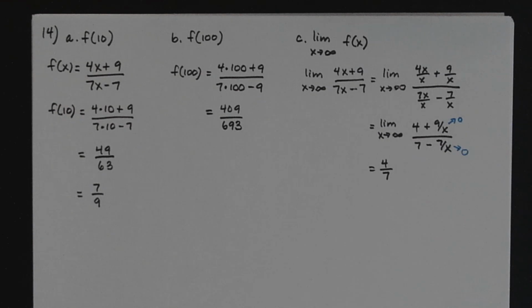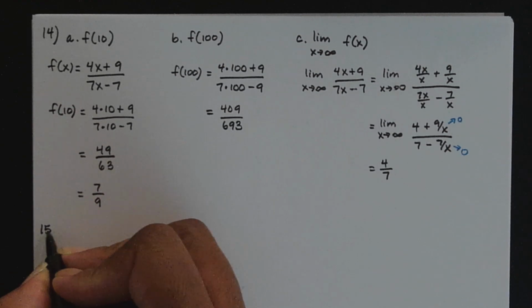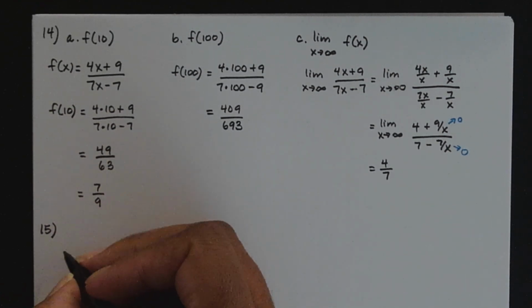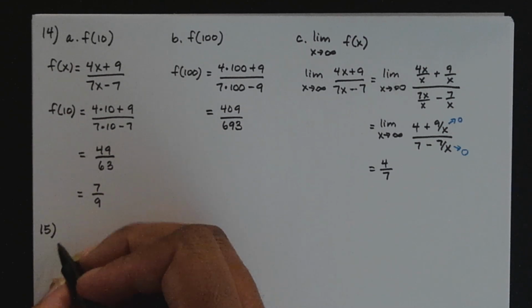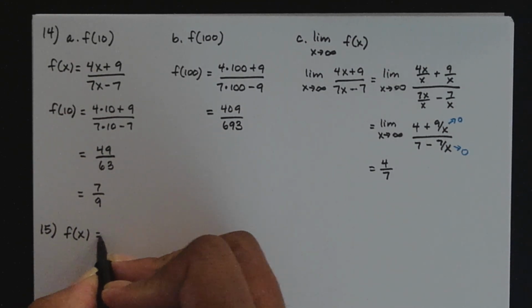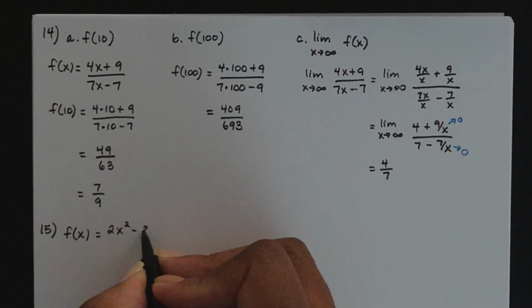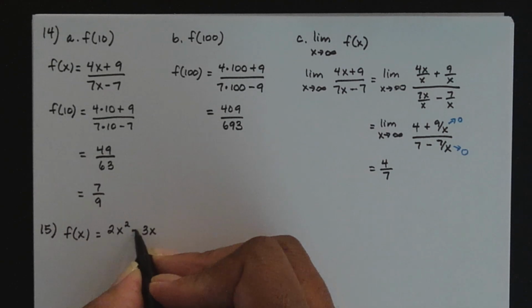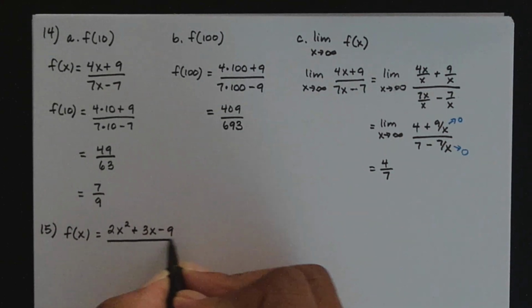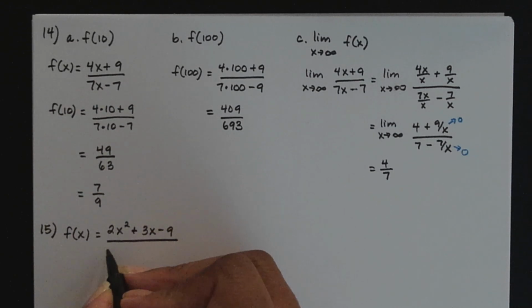All right, are there any questions about number 14? All right, number 15 is finding the horizontal and vertical asymptotes, if any, for the function f of x is equal to 2x squared plus 3x minus 9 divided by x squared plus 2x minus 15.